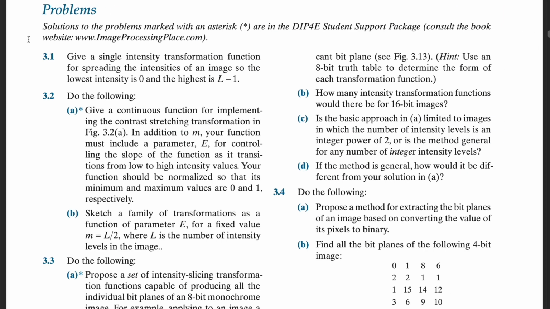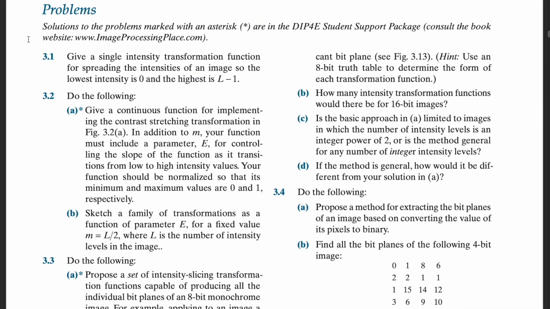So in this video we will be going through the exercises for chapter 3 for the book Digital Image Processing by Gonzalez and Woods. I have the physical copy here and I have the PDF also, but there's some difference in both of them. I will mention when that comes.